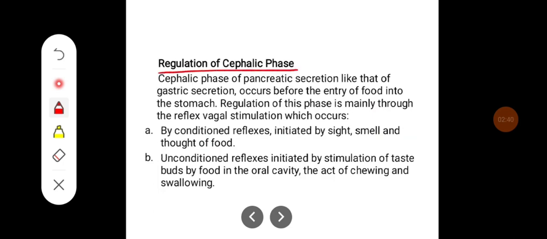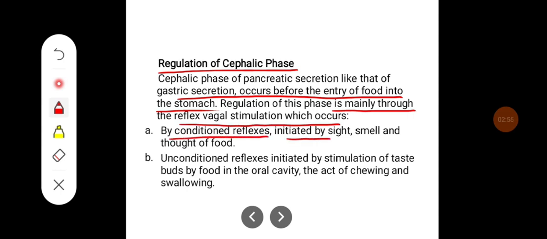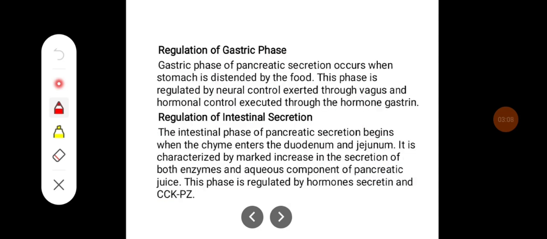Regulation of cephalic phase. Cephalic phase of pancreatic secretion, like that of gastric secretion, occurs before the entry of food into the stomach. Regulation of this phase is mainly through reflex vagal stimulation, which occurs by conditioned reflexes, which are initiated by sight, smell, and thought of food, and unconditioned reflexes initiated by stimulation of taste buds by food in the oral cavity, the act of chewing and swallowing.